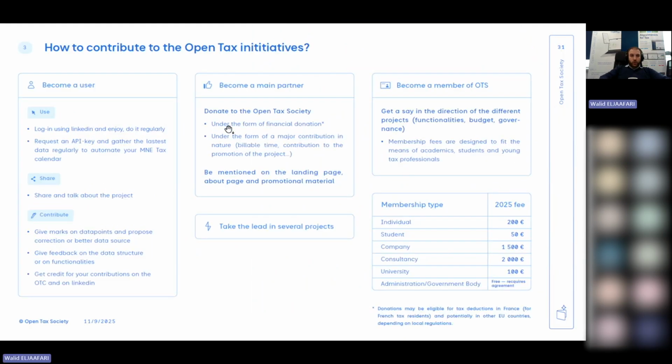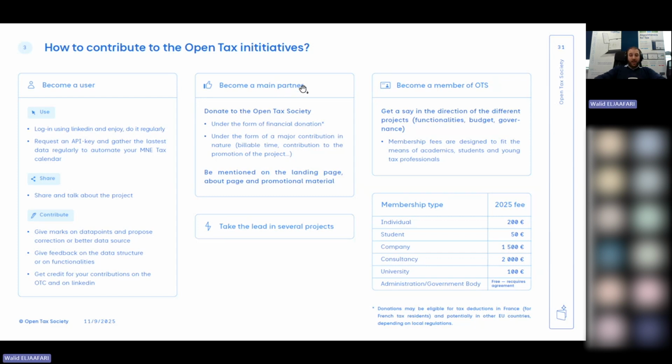Now that I talk about contribution, how can you contribute to the open tax initiatives and the Open Tax Society? Very simply, just be a user, log in and enjoy, do it regularly. Maybe if you want to go further, use the API keys. You can also share about it, talk about it to other taxpayers and other tax experts around you. You can go further and contribute because if you see errors, if you spot problems, if you have better ideas, you can give us feedback. The idea is that this is a tool that is owned by the community. Right now, the community is represented through an association from which you can become a member. But again, you are there as one of the main stakeholders as a taxpayer.